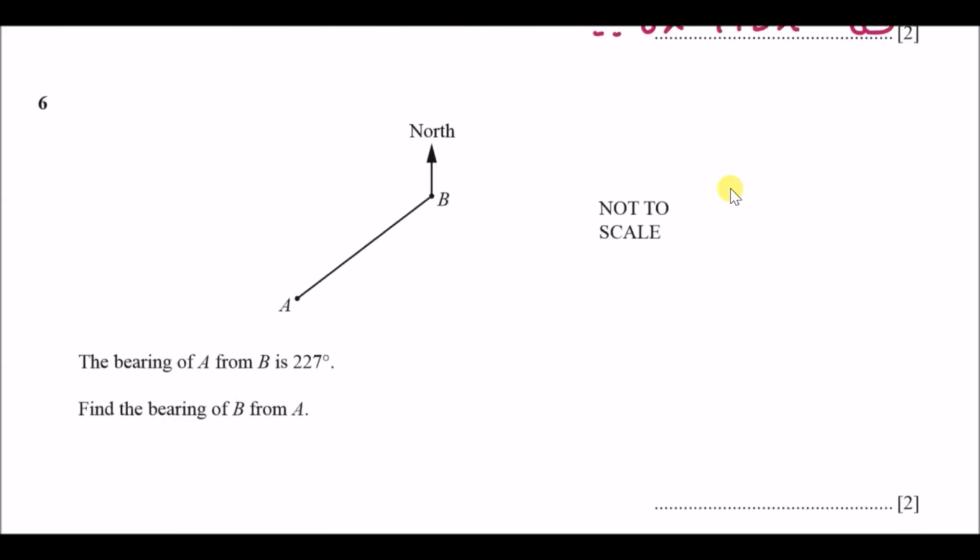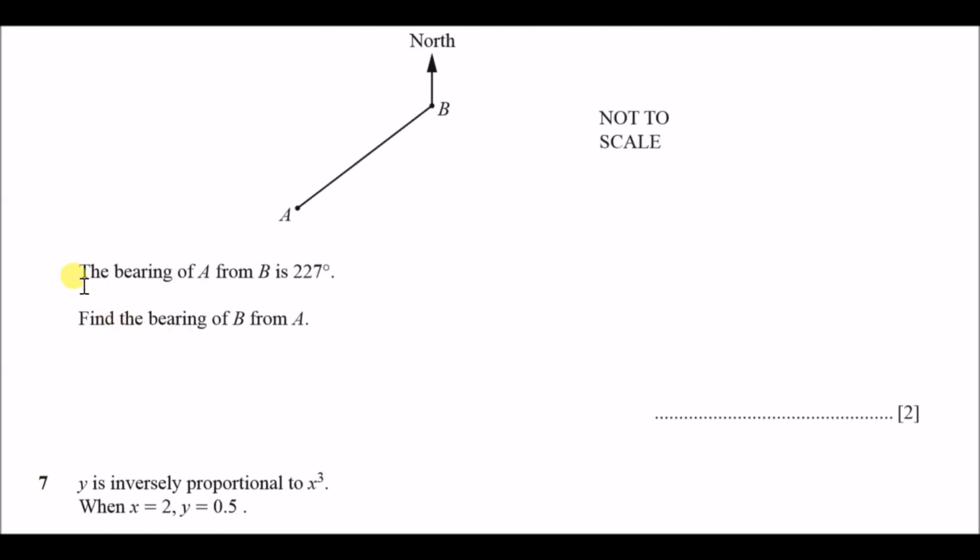Now, number 6. The bearing of A from B is 227 degrees. What this means is that at point B, where you're facing directly north, the bearing is always the angle from the north line, okay? So it's traveling from B, an angle of 227 degrees to A. That's what bearing is. You always look at the from B part to A.